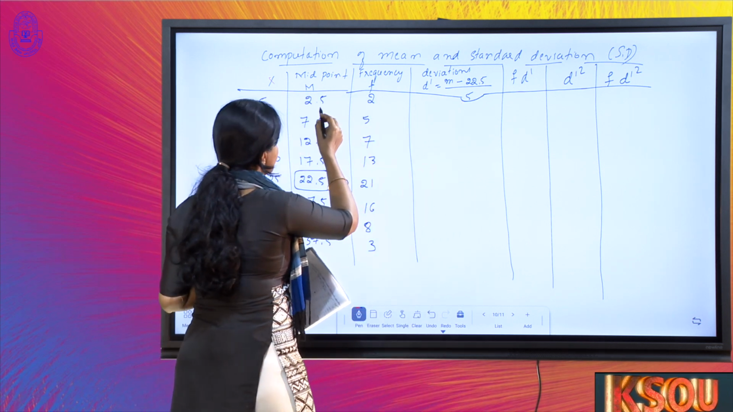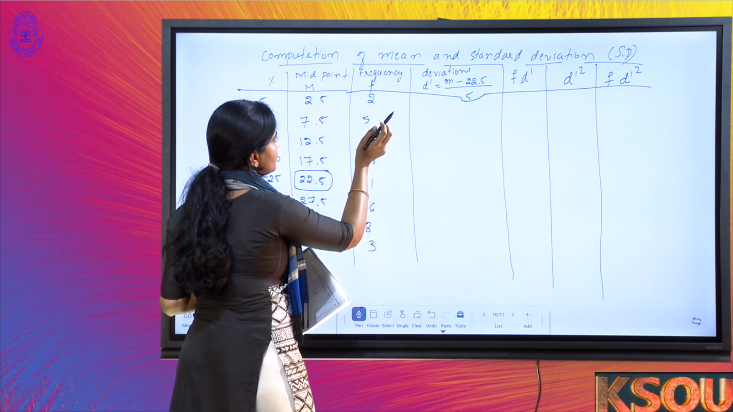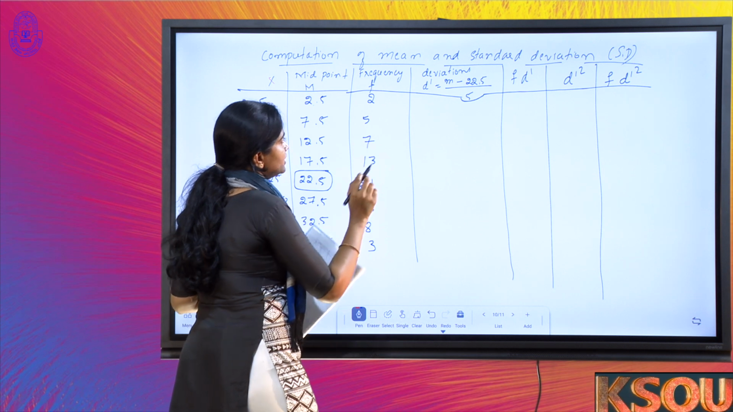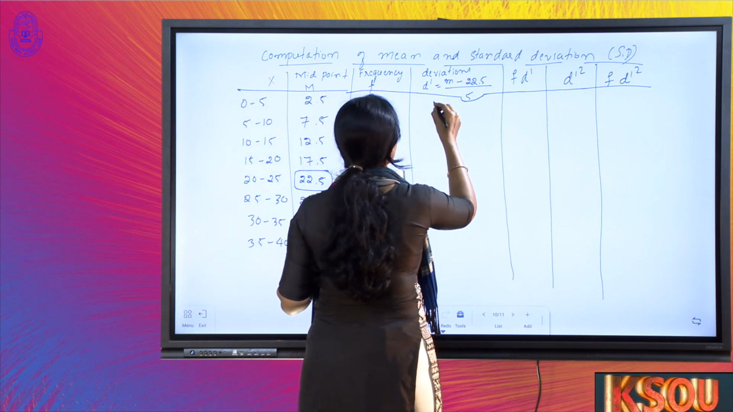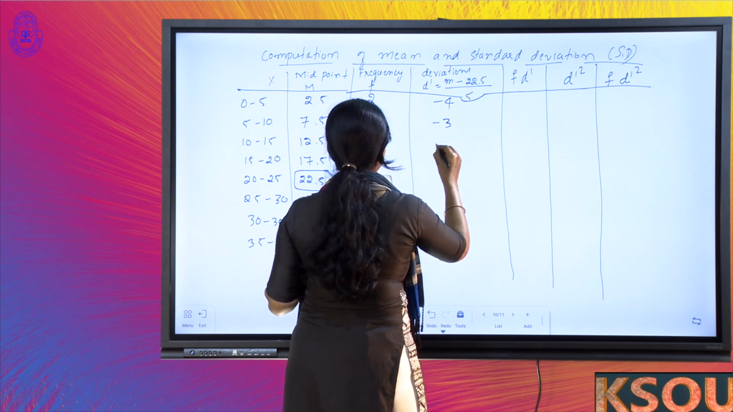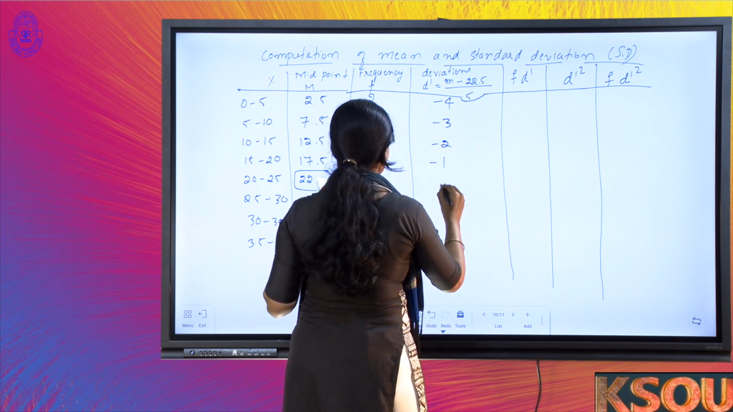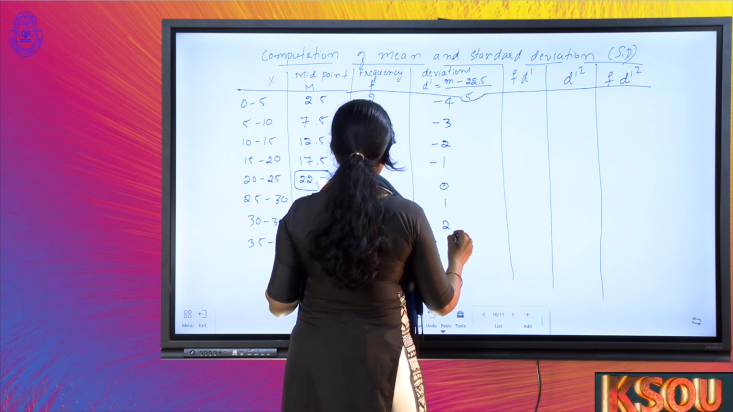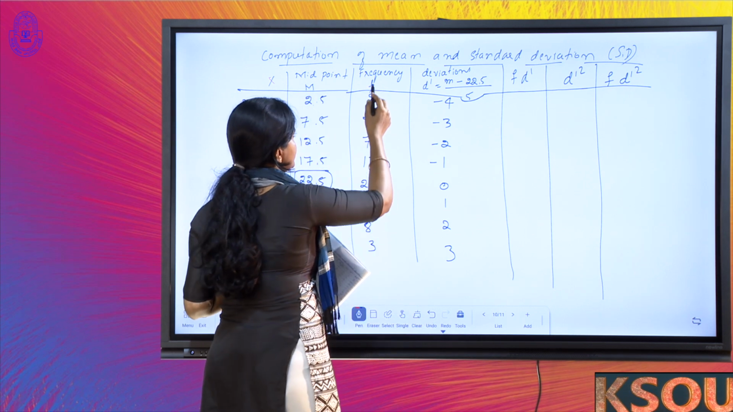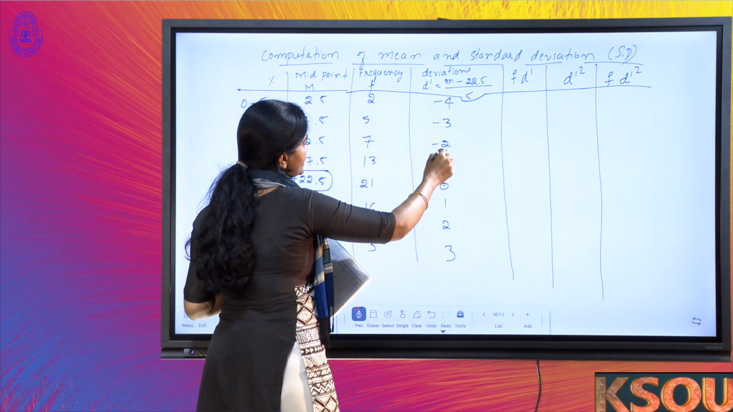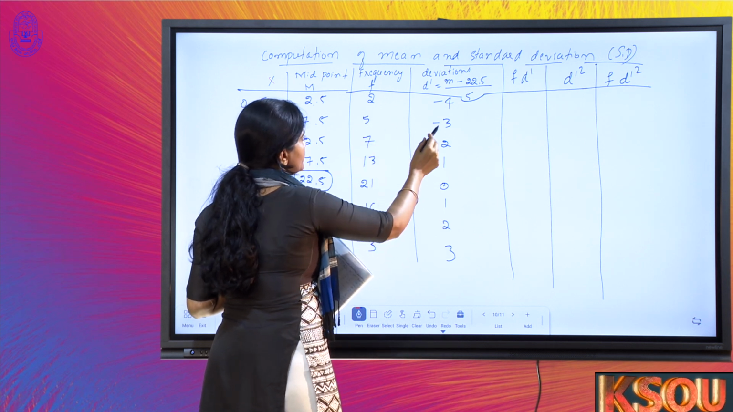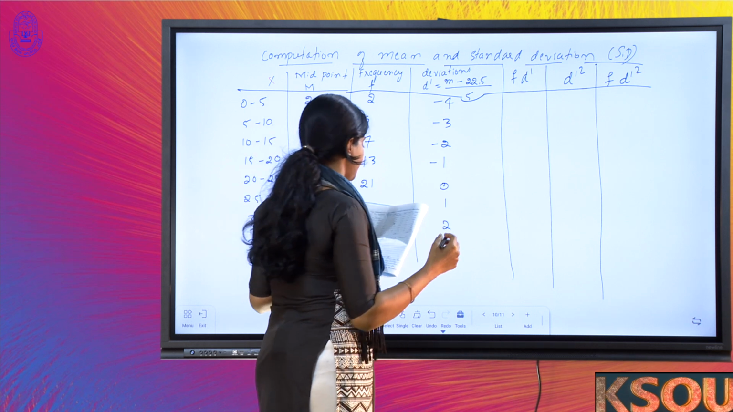Take the first value, that is 2.5 minus 22.5 by 5, 7.5 minus 22.5 by 5. Like that you will have to calculate here. You must get the values like minus 4, minus 3, minus 2, minus 1, 0, 1, 2, 3. Then you can multiply these f values with the deviation from assumed mean values. 2 into minus 4, 5 into minus 3, like that you will have to multiply here.